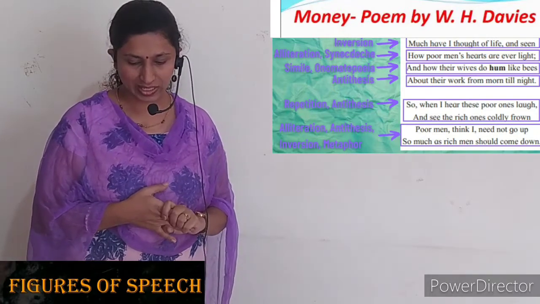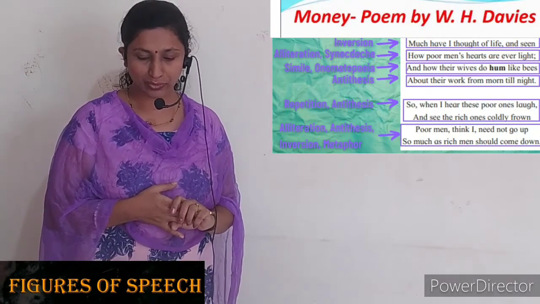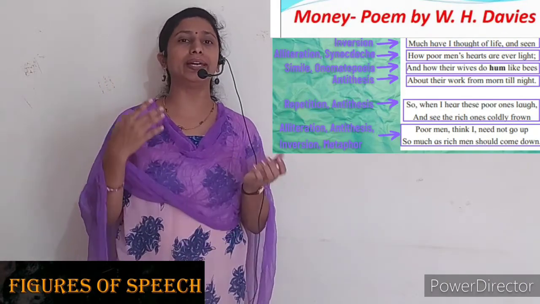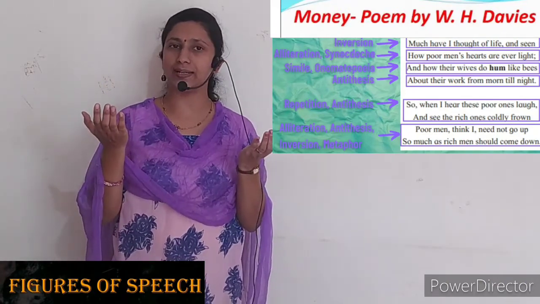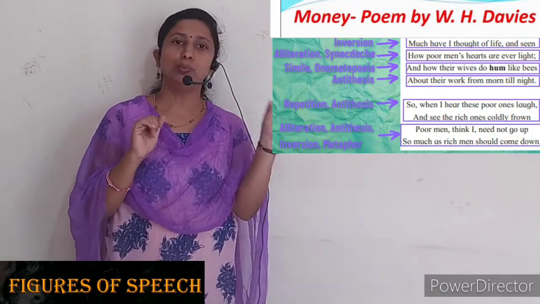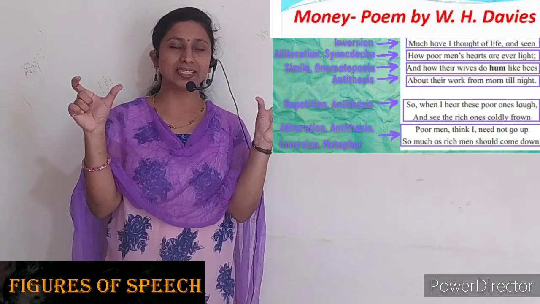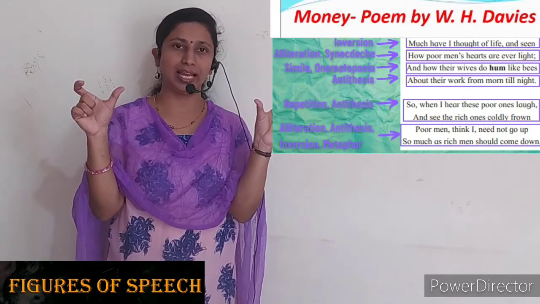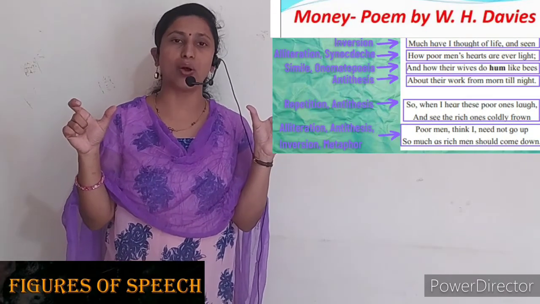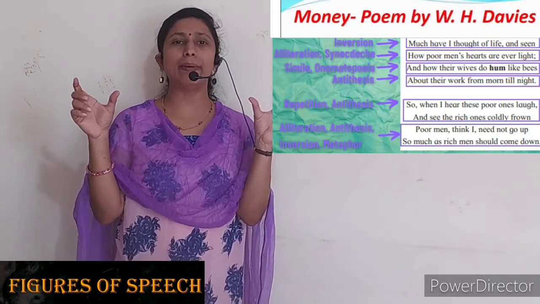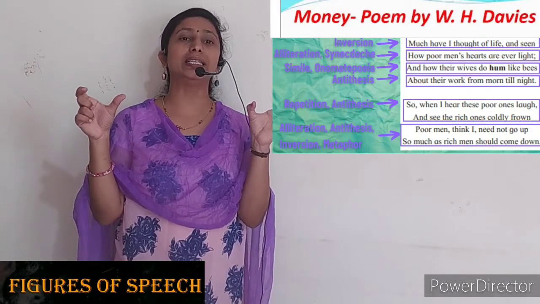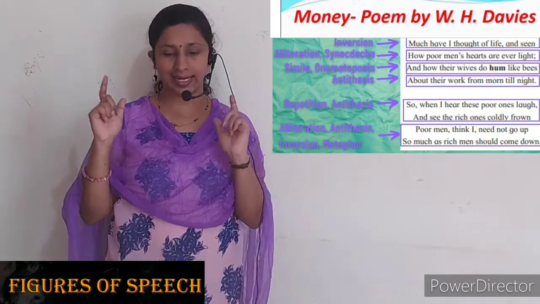Now the next stanza. So when I hear these poor ones laugh and see the rich ones coldly frown. Now here a comparison between poor and rich is there. So it is an example of antithesis. Why? Let me tell you. Poor, rich. These two words stand opposite in meaning. Next, laugh and frown. म्हणजे हसणं खळखळून आणि कपाळावर आठ्या घालणं. ह्या दोन ॲक्शन सुद्धा इट इज ऑपोजिट इन मिनिंग. दॅट्स वाय इट इज एक्झाम्पल ऑफ antithesis.